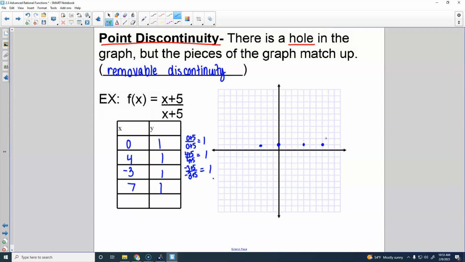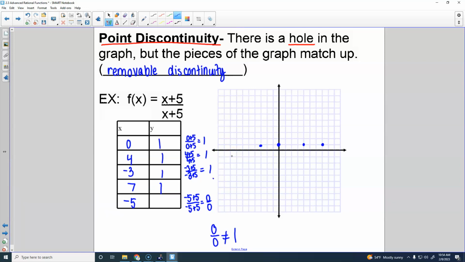What is that number? Negative 5. If I plug in negative 5, I have negative 5 plus 5 over negative 5 plus 5, which gives me 0 over 0. 0 over 0 does not equal 1. It is what we call the indeterminate form, and it's a little bit different than undefined, but for our purposes here, we can kind of think of it as undefined. So what happens on this graph is you can't plug in negative 5.